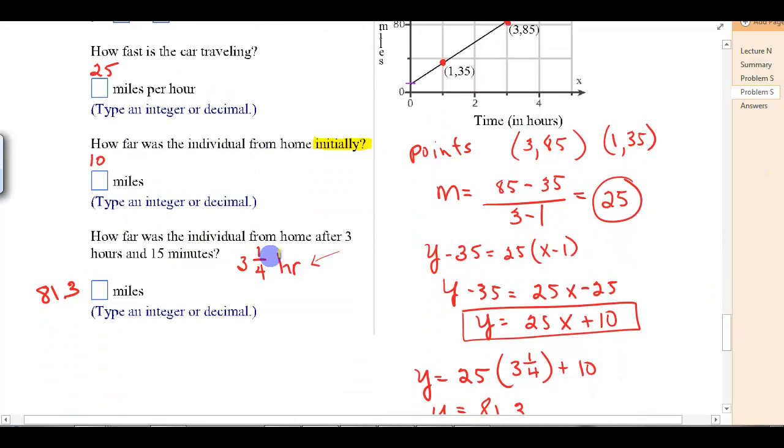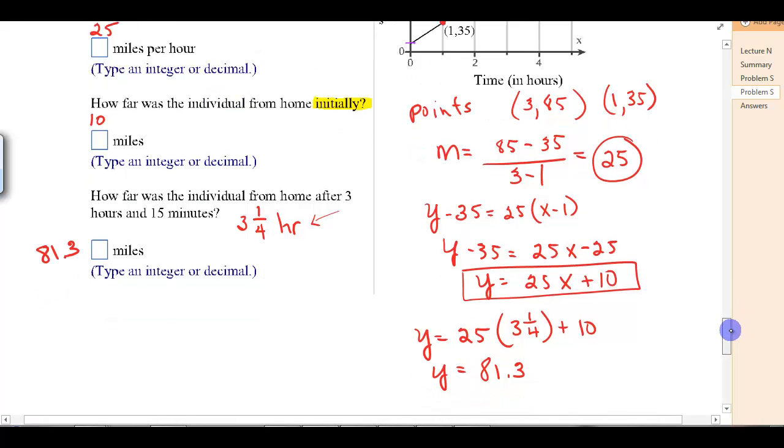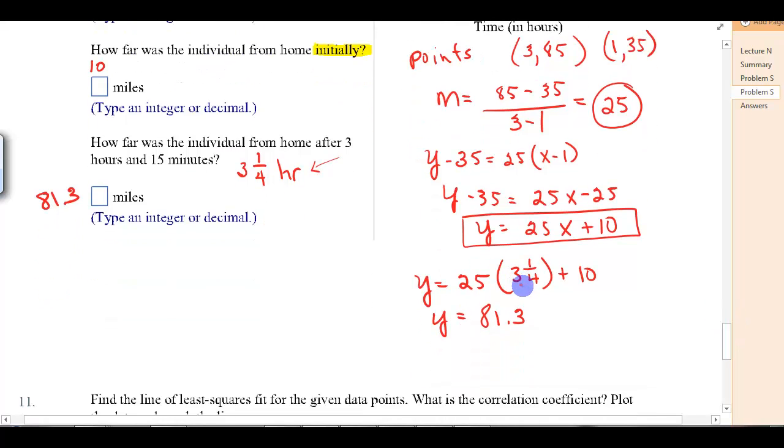How far was the individual from home after 3 hours and 15 minutes? 15 minutes is a quarter of an hour. So we're going to use 3 1/4 because this is in hours. So you plug in 3 1/4 for x and solve that, and you should get 81.3. It does say do an integer or a decimal, not fractions. So 81.3 goes there.